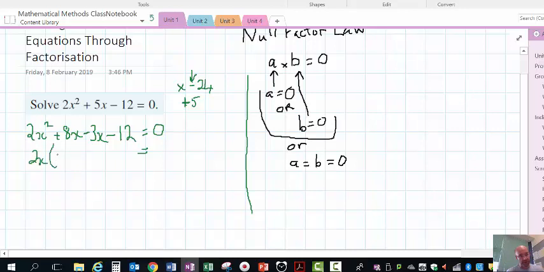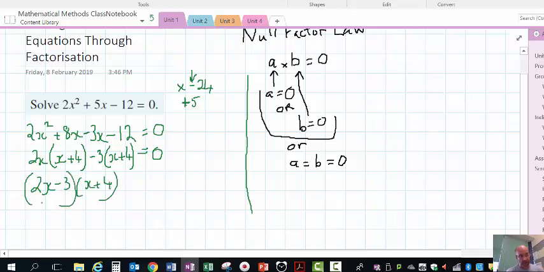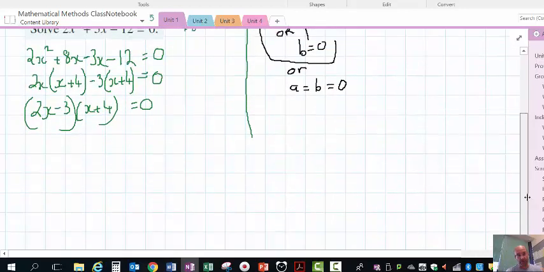We have 2x outside of x plus 4, and we have minus 3 outside of x plus 4, and that equals 0. So factorise, we have 2x minus 3, x plus 4, multiplied together equals 0. Remember the null factor law. If two things multiplied together are equal to 0, one of them equals 0 or the other does, or both do. So this is how we apply that.